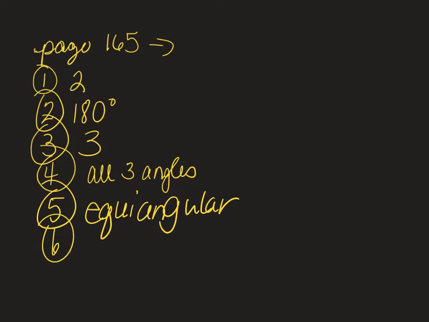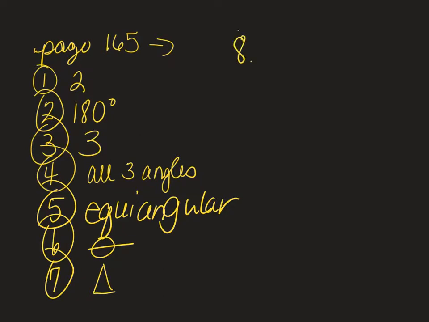All right, number 6. How many equal sides does a scalene triangle have? None. 0. Number 7, what is the symbol for a triangle? I'm just going to draw it here for you. It's a mini triangle, absolutely.